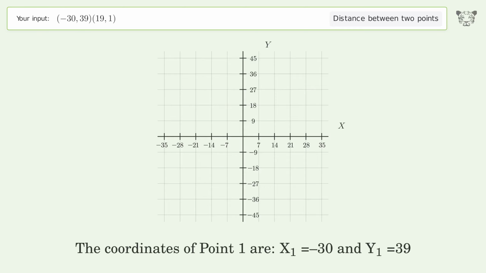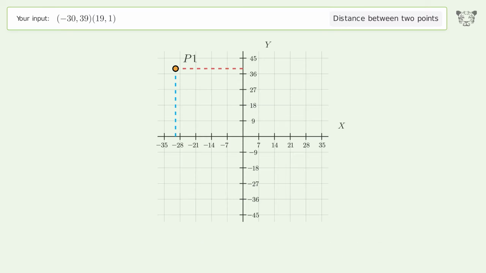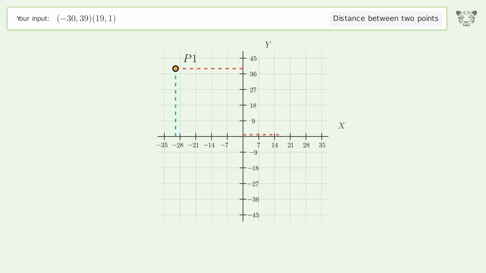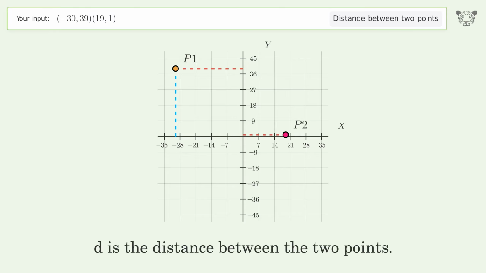The coordinates of point 1 are x1 equals -30 and y1 equals 39. The coordinates of point 2 are x2 equals 19 and y2 equals 1. D is the distance between the 2 points.